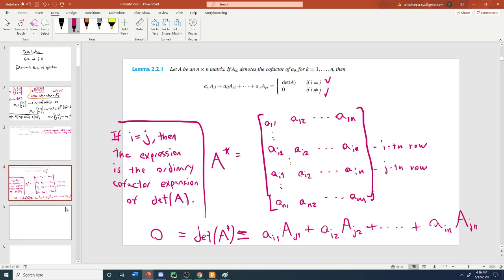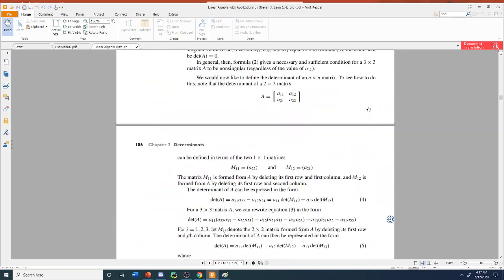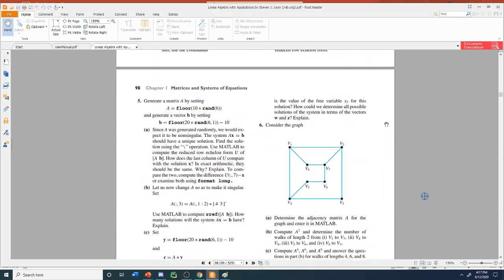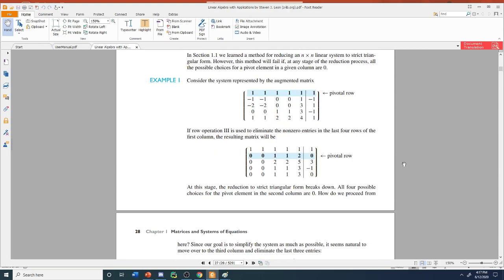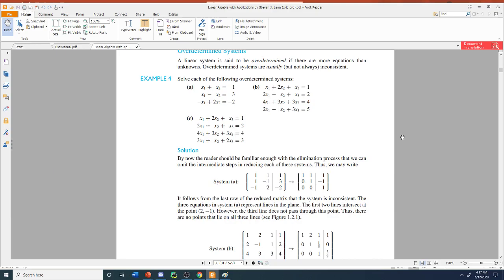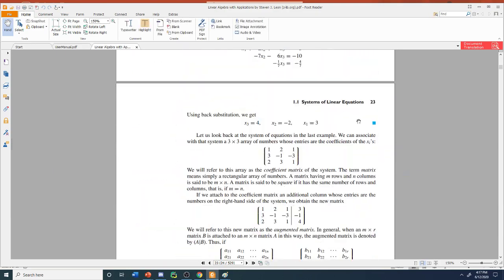Now, I want to go into proving some various facts about determinants. And they're all going to depend on this lemma. In particular, I want to consider row operations. So let me just remind you of the row operations. We covered them way back when. Way back here. Here we go.